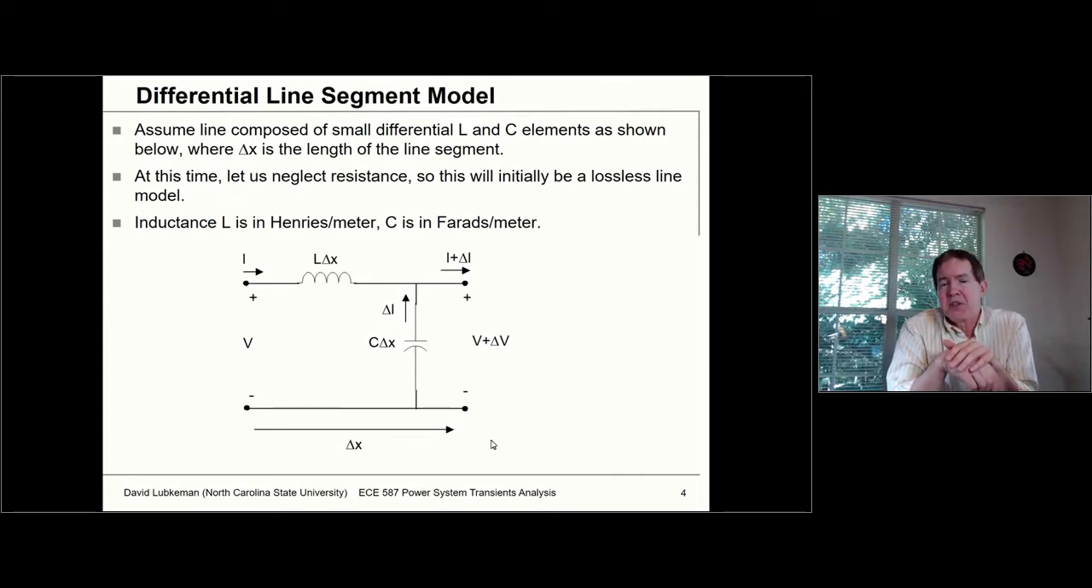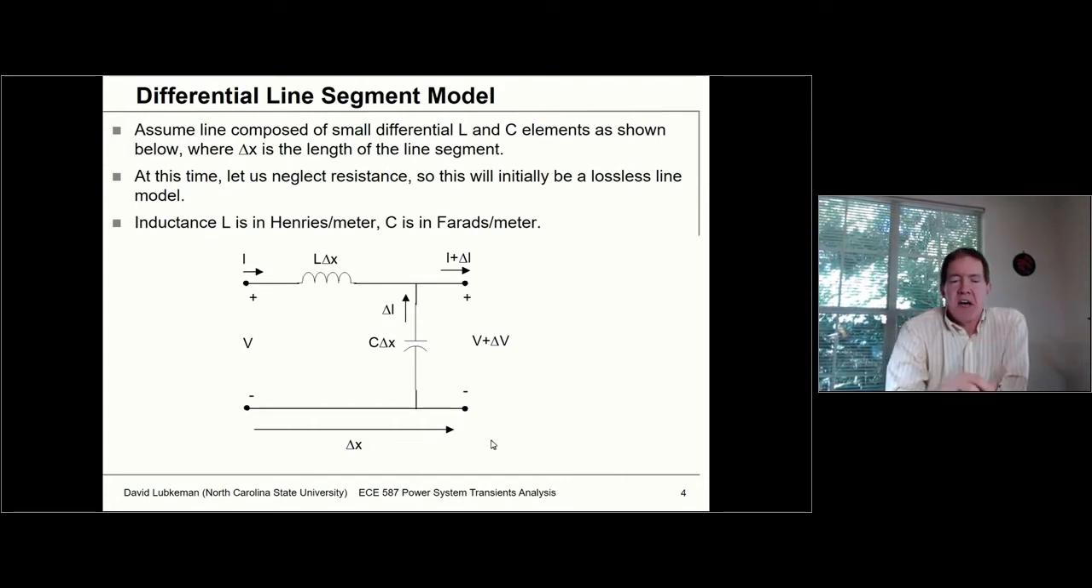But we're going to be assuming that if you look at a very small chunk of line, it has this series inductance and this shunt capacitance, where L and C are values you can think about in terms of inductance per length and capacitance per length. And so if I had the small differential distance I'm analyzing, then the net inductance is L times delta x, and the net capacitance is C times delta x.